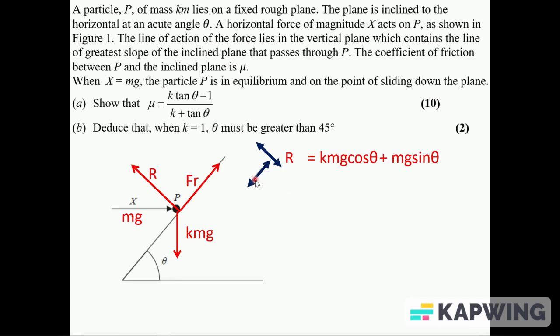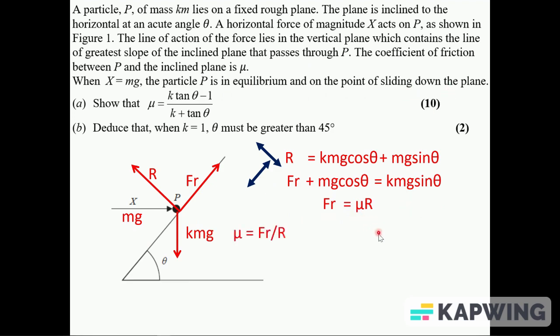Looking at the forces along the slope, parallel to the slope, the friction's going up to the right. The component of this x as well is going up to the right. The component perpendicular was mg sine theta. So the one parallel to the slope is mg cos theta, because imagine this angle here is the same as this one. And then the kmg, I'm going to turn it through this angle, which is 90 minus theta, so I've got to times it by sine theta.